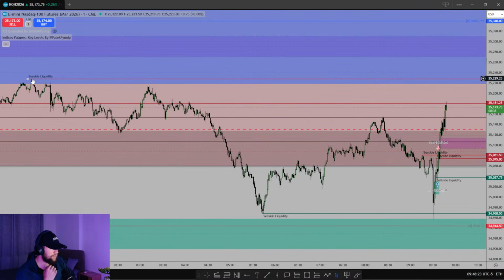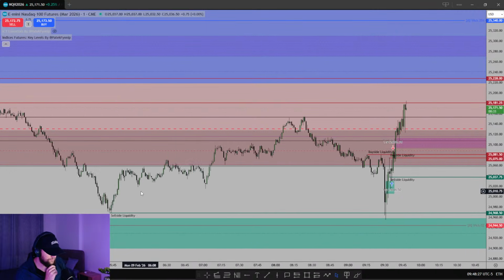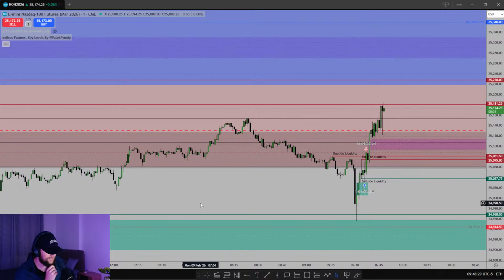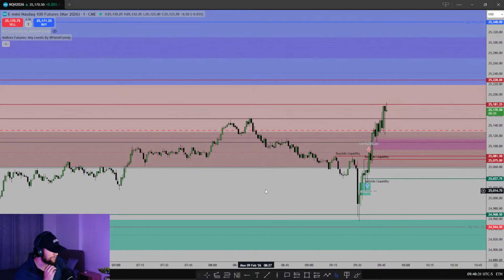So yeah, the buy side up here looks quite obvious. Yeah, GG mate. It was a really nice trade. 30 handles in 10 seconds.